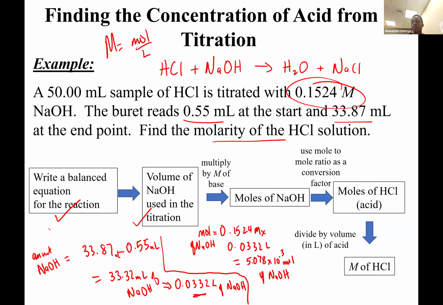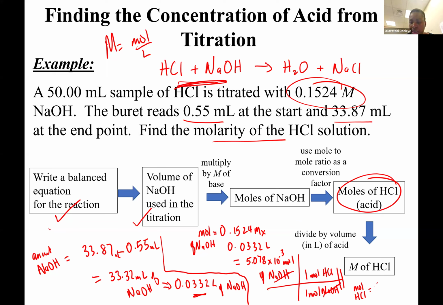And so now I have the moles of NaOH, but I need to go to moles of HCl. This is why it's important for you to have a balanced equation. In this case, it's a 1-to-1 ratio. So if I wrote this out, I would have 1 mole of NaOH on the bottom and 1 mole of HCl on the top. This cancels out. Moles of HCl is 5.078 times 10 to the negative third moles.